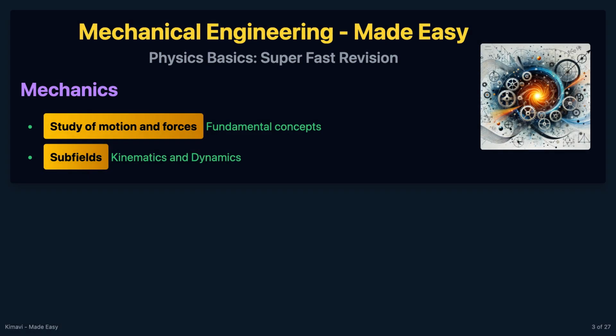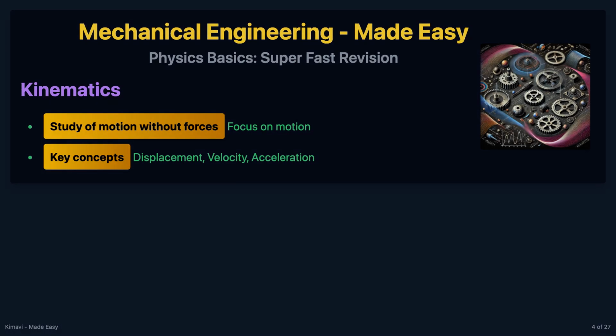Mechanics is the branch of physics that deals with the motion of objects and the forces that affect that motion. It can be divided into two main subfields, kinematics and dynamics. Kinematics is the study of motion without considering the forces that cause it. Key concepts include displacement, velocity, and acceleration.